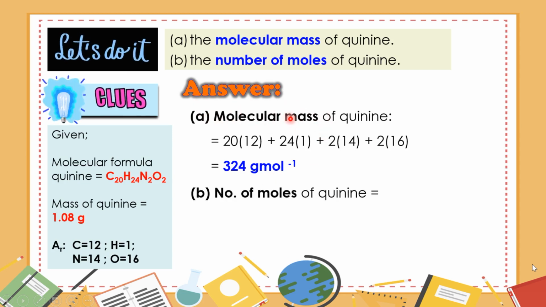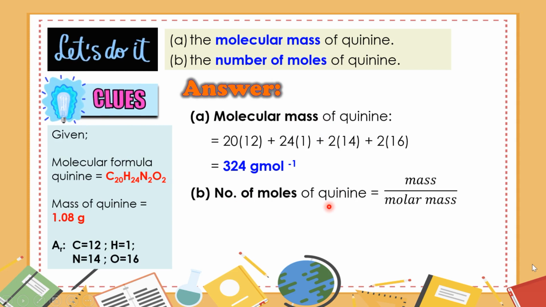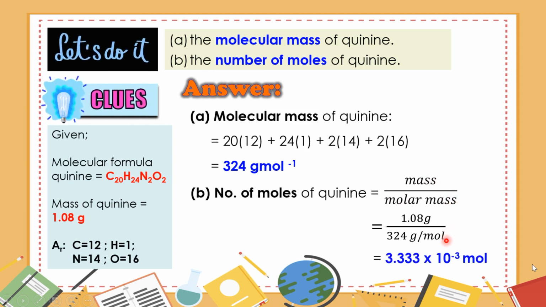For question B, you can calculate the number of mole of quinine by using the formula: number of mole equals mass over molar mass. Next, you substitute the mass of quinine and the molar mass of quinine. Therefore, the number of mole of quinine is 3.333 times 10 power of negative 3 mole. So please remember, for the number of mole, you have to take 3 to 4 decimal places.